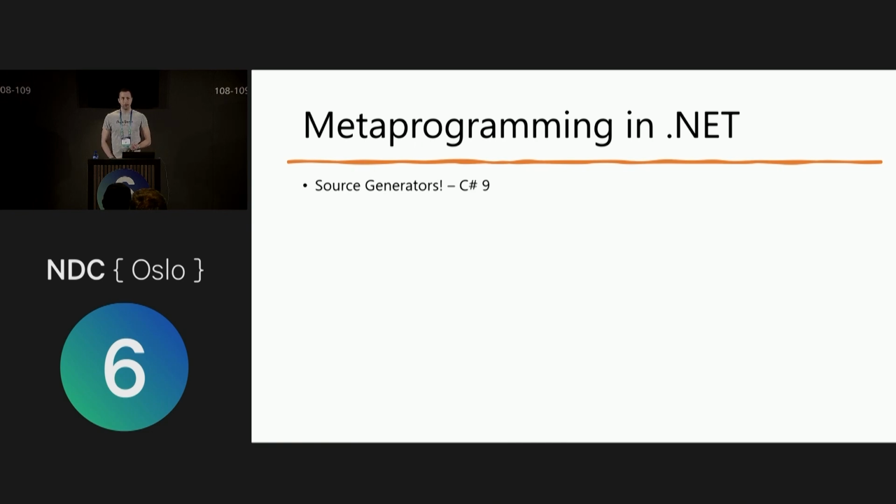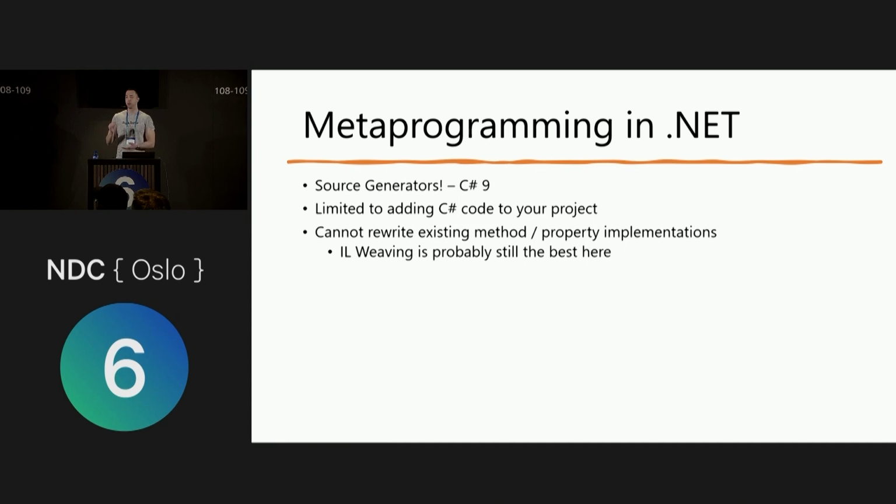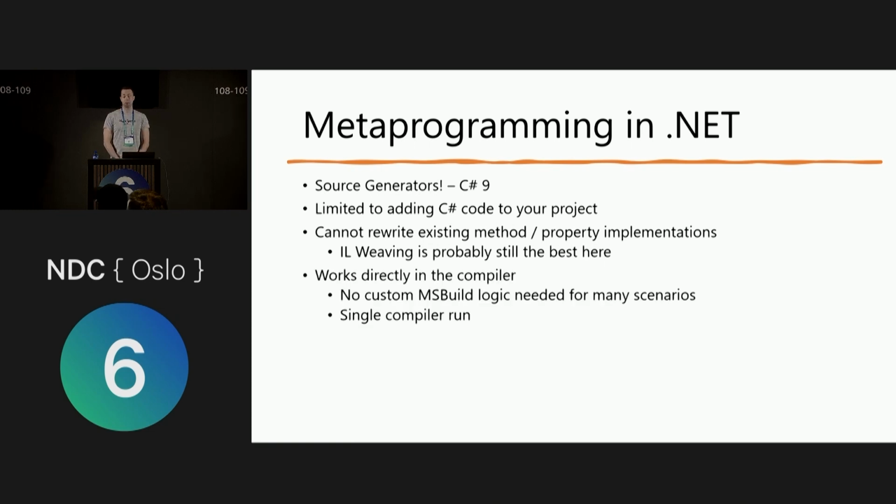But in C# 9, so that's now nearly 2 years ago, we got a new feature in .NET, or actually in the compiler, called source generators. The scenarios supported by this feature are actually limited to adding C# code to your project. So you cannot really rewrite anything. If you have an existing method implementation, you can't really change that. So if you need to do that, IL weaving is probably still the best option out there. Otherwise, you would have to do some fancy magic with interfaces and so on. But the advantage is it runs directly in the compiler.